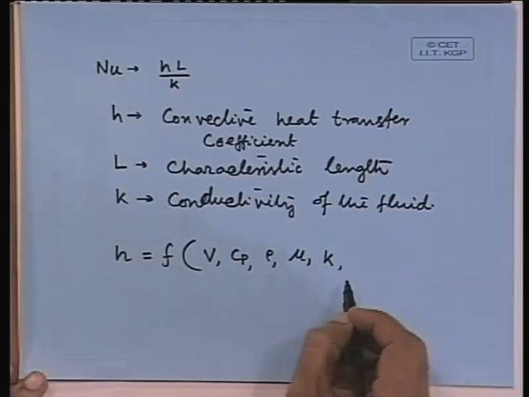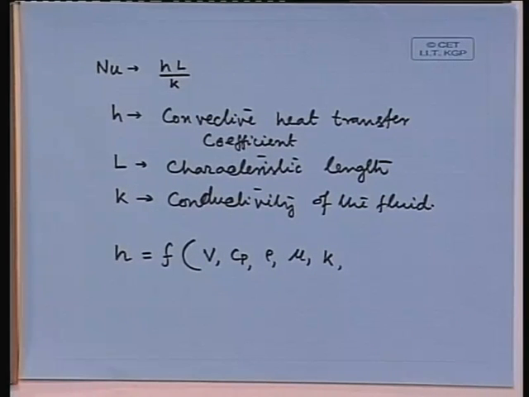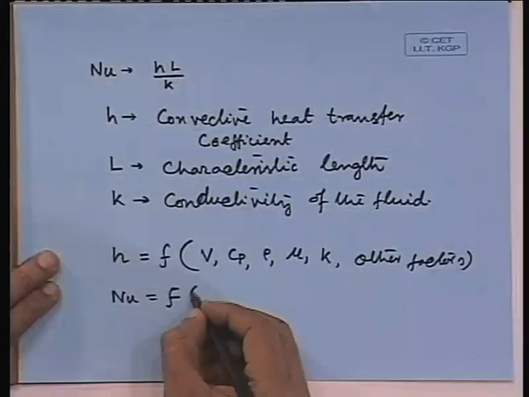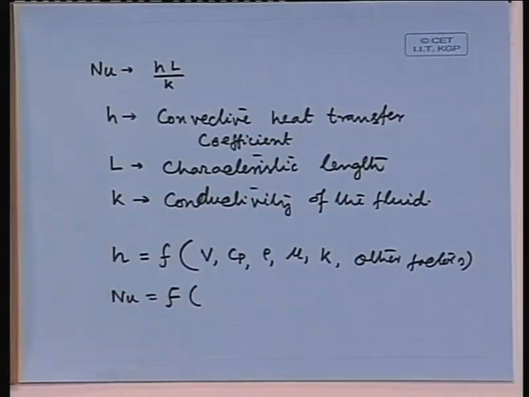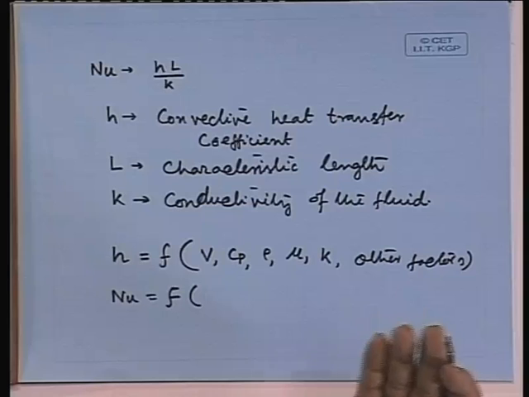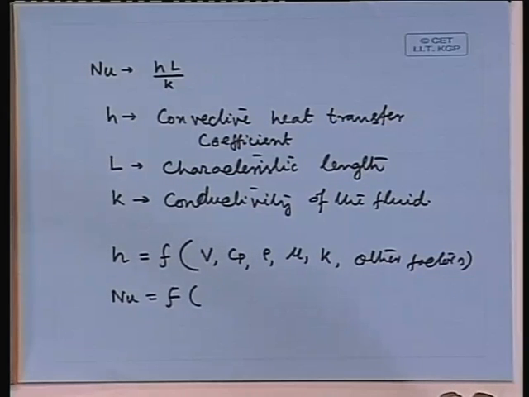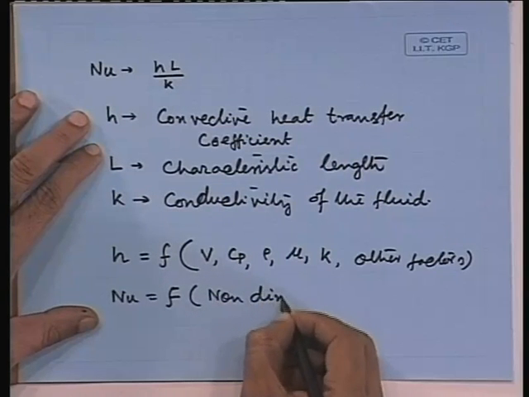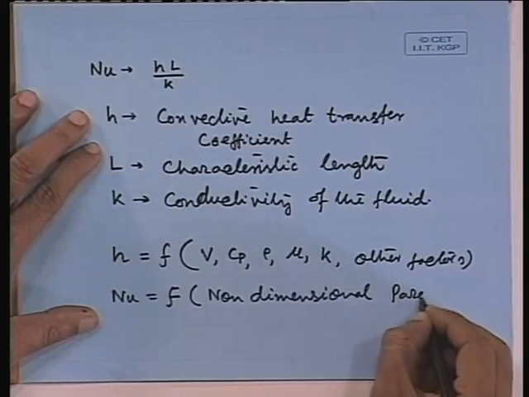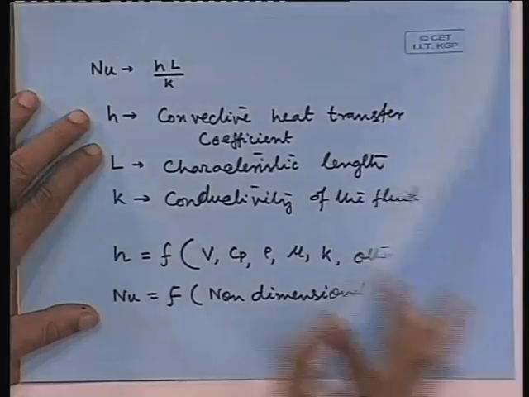And again, there are some other factors which I cannot just write by symbols, like whether it is internal flow or external flow, what type of geometry it is, what type of surface characteristics are there. So, similarly, we can have Nusselt number as a function, let us say capital F, of several non-dimensional parameters. As Nusselt number is a non-dimensional parameter, we can express it as a function of several non-dimensional parameters.